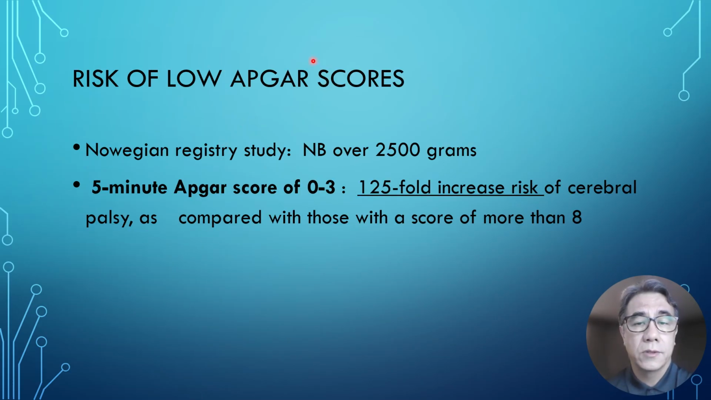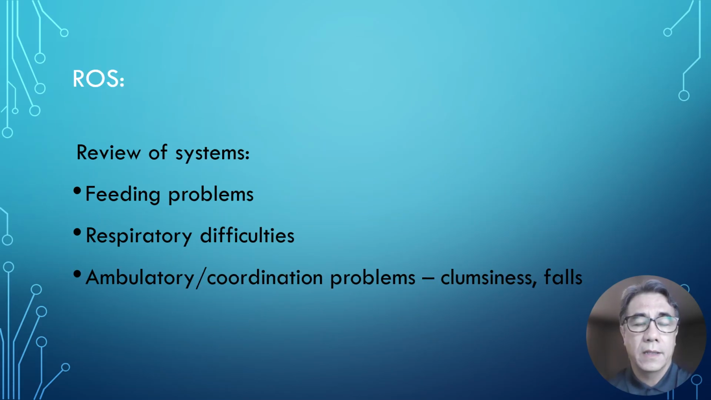The APGAR scores are very important clinically because an APGAR score at 5 minutes of less than 3 poses a 125-fold increased risk of cerebral palsy. Again, in review of systems, feeding history, if there were any problems with feeding, respiratory problems also, ambulatory coordination problems such as falls and clumsiness.